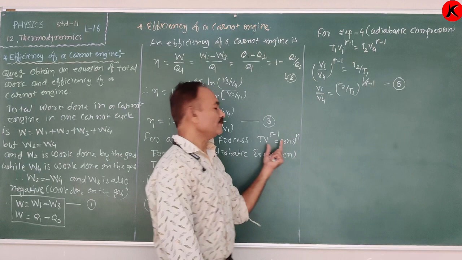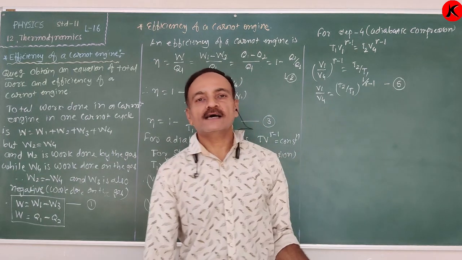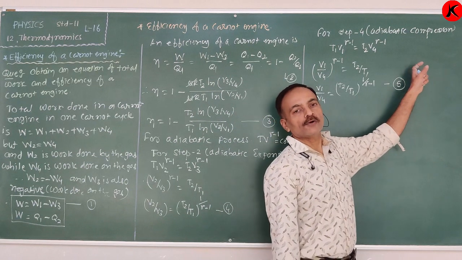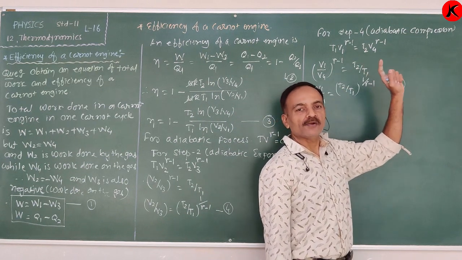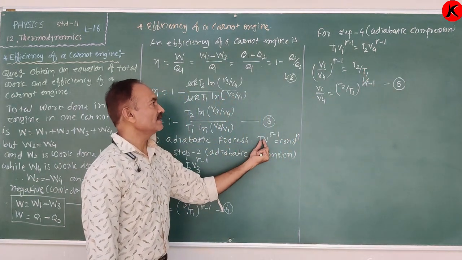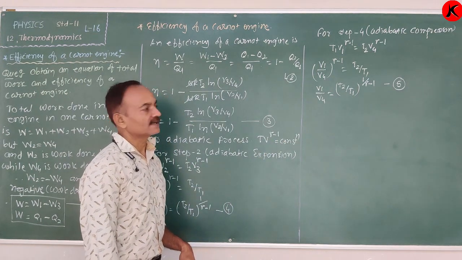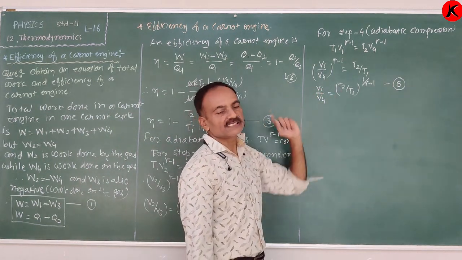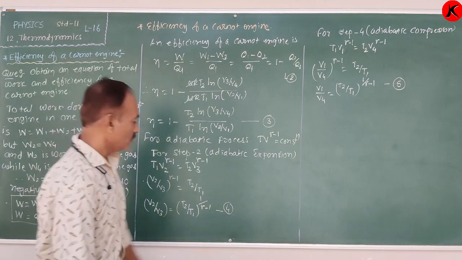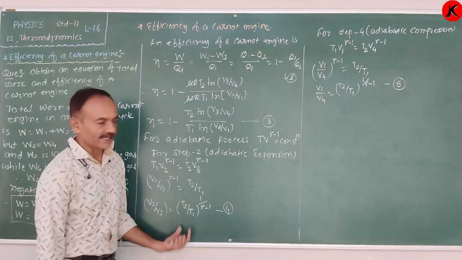Again we are applying the same formula for step 4, because in step 4 the system is adiabatically compressed from state P4, V4, T2 to P1, V1, T1. Therefore, applying TV to the gamma minus 1, T1 V1 to the gamma minus 1 is equal to T2 V4 to the gamma minus 1. And we obtain V1 upon V4 is equal to T2 upon T1 raised to 1 upon gamma minus 1. Now, in equations 4 and 5, the right hand sides are the same. Therefore, comparing the left hand sides.